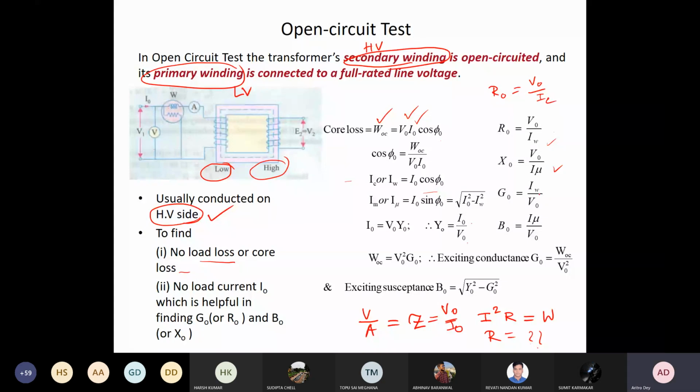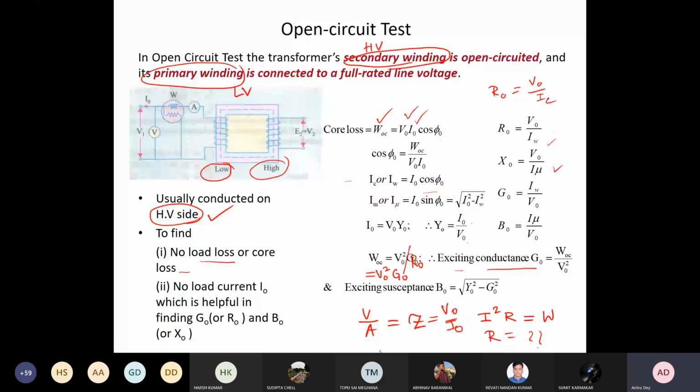So this way also you can find out your exciting conductance, which is omega 0 c, I mean V square by R, actually V square by R0. So instead of writing V square by I0, it is written V square by G0. So any one you can approach out of these three approaches. Which one is preferable to you? This is how you can solve the circuit parameters with the open circuit test.